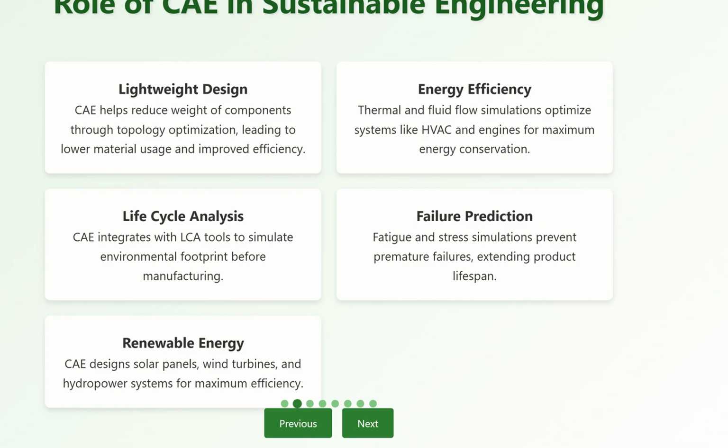Number 4, computer-aided engineering normally helps us to predict failure, because there's something called design for failure and manufacturing. So when you're designing for failure and manufacturing, it always helps us to understand the fatigue and the stress simulations that will prevent premature failure or extend the product lifespan. So this computer-aided engineering is very important.